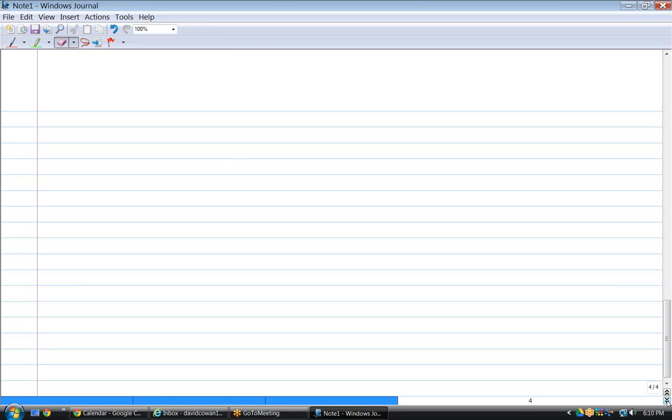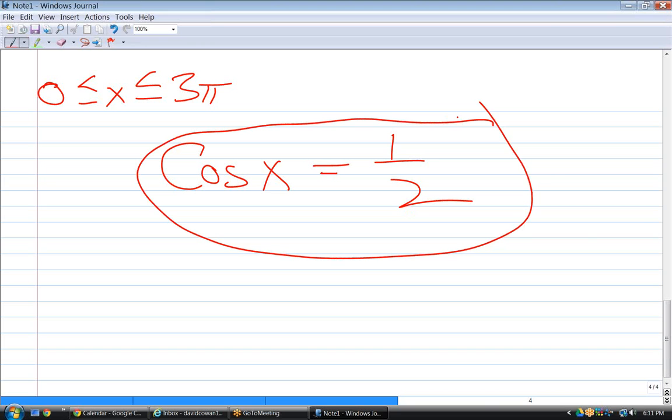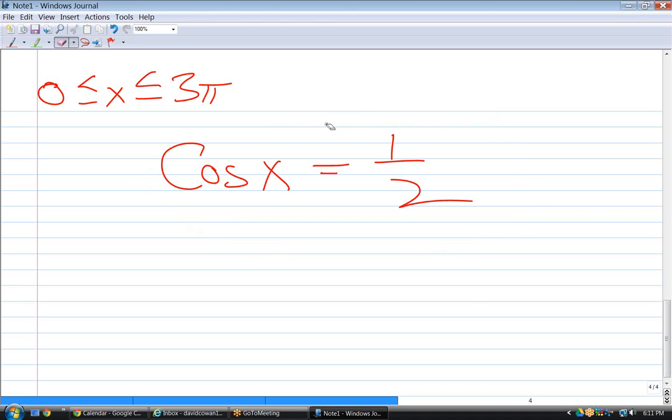So this one says solve exactly for 0 is less than or equal to x less than or equal to 3 pi. And then it says cosine of x equals 1/2. So I guess that's the domain. That's the equation. What we're going to do on this problem is completely different than the other problem. We need to solve this equation, and we want to come up with answers that are in this interval. So let's solve that equation.